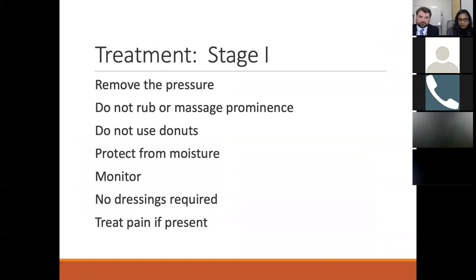So treatment for stage one: remove the pressure. Do not rub or massage the prominence. Do not use donuts, because sometimes that can make it worse. Protect from moisture. Monitor the stage one so it's not progressing. No dressing required. Treat pain if persistent. And you could put some barrier creams and such. But this is kind of what you want to do for starting with a stage one wound.